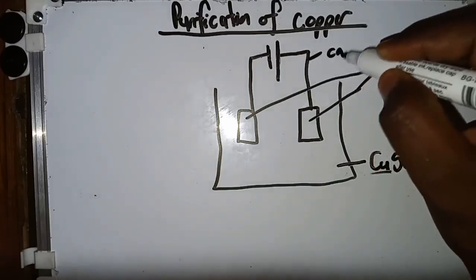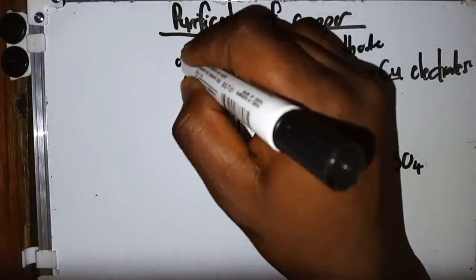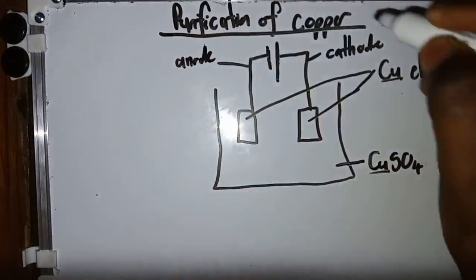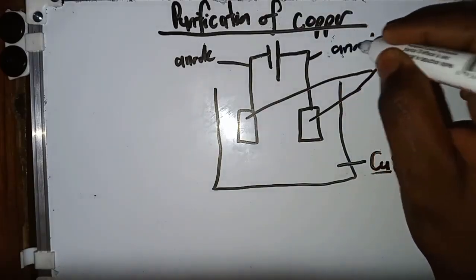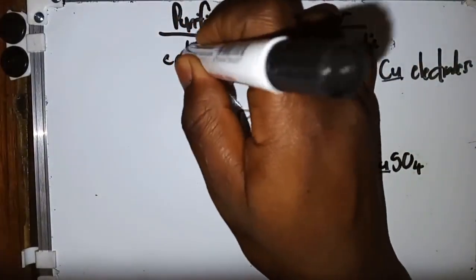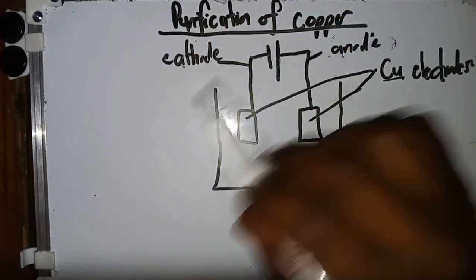So here, this is the cathode. This is the anode. Sorry, this is the anode. The anode is the positive. This is the cathode. Sorry for that. So here, this is the anode, this is the cathode.